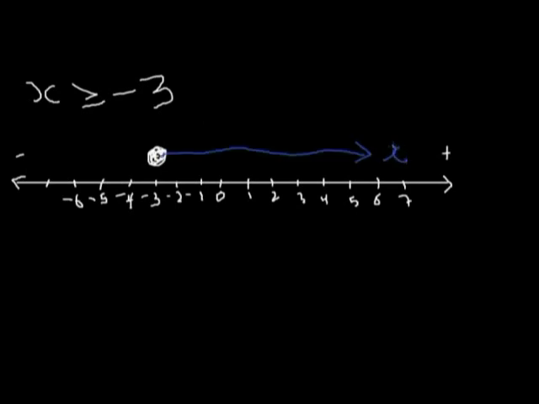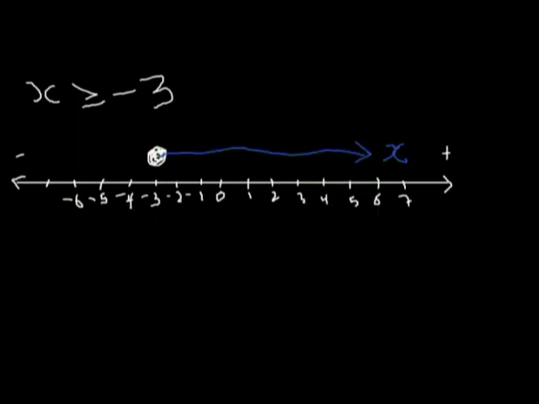So x is all the values this way. x is greater than or equal to negative 3. So the x values will be equal to, now this time it will include negative 3. It says it's greater than or equal to negative 3. It will be negative 3, negative 2, negative 1, 0, and it will continue to increase in the positive direction towards positive infinity.